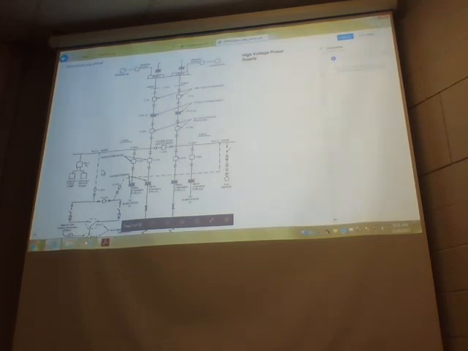Then your 4160 volt MCC switchgear here, motor control center number 1, and you'll have a breaker for a disconnect for the boiler feed pump and the cooling water feed pump. So both of those pumps are 4160 volts.